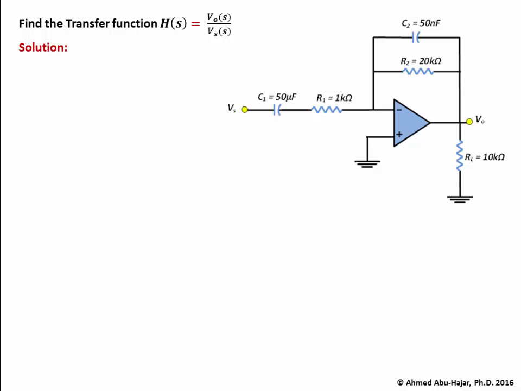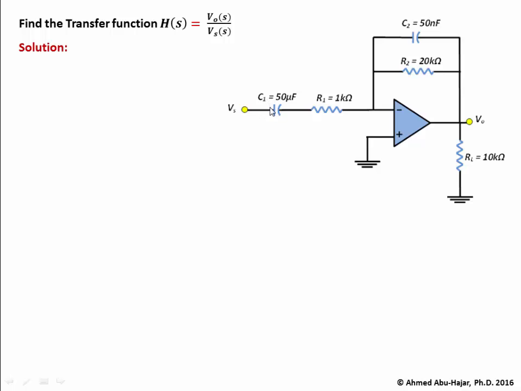Welcome folks, we are going to show you a bandpass filter example using op-amps. In this circuit we are asking you to find the transfer function that is V out of S over Vs of S.